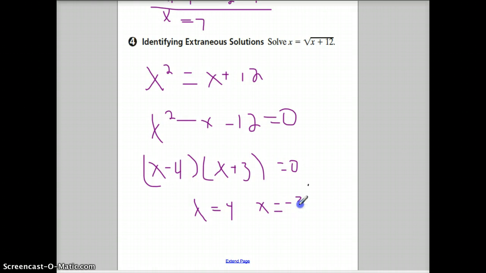Do both of those work? Well, let's see here. If I plug in 4, 4 plus 12 is 16. The square root of 16 is 4. Yes, that works. However, if I put in negative 3 here, negative 3 plus 12 gives me 9. The square root of 9 is not negative 3 here. It's only positive 3 because I'm not looking for the negative root. So therefore, this is going to be an extraneous solution.